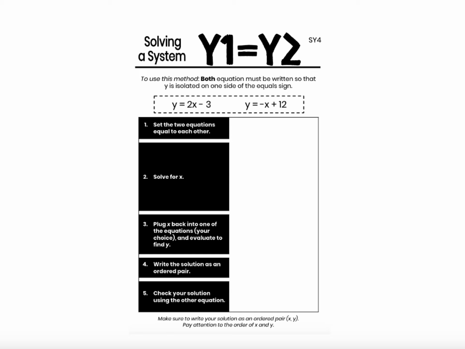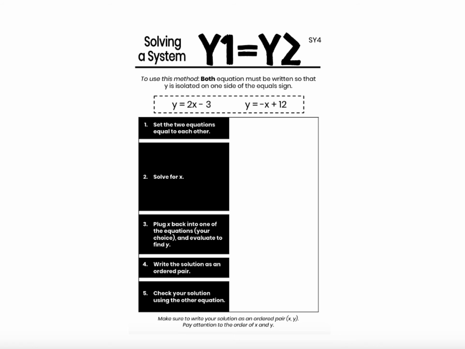We are solving a system using a method that we call y1 equals y2. I've also heard this method called the equal values method. This is our third way of solving a system. Our first way was solving a system by graphing, and we also solved a system using tables. And this is our first algebraic approach to solving a system, meaning we're going to write and solve an equation in order to find the solution.